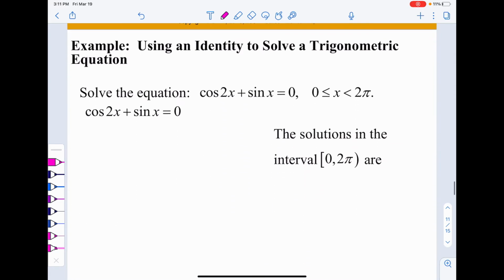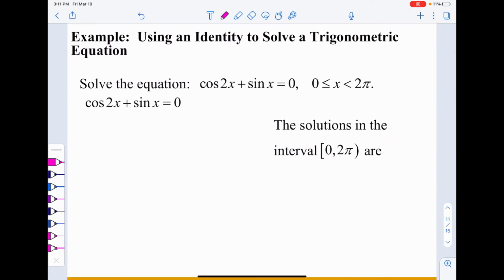Let's try another. This says to use an identity to solve a trigonometric equation. So they give us cosine of 2x plus sine x is equal to 0. And again, x is between 0 and up to, not including, 2 pi. So we have cosine 2x plus sine x is equal to 0. Now there's nothing in common to factor out, but we have this cosine of 2x, which means that I can take it to my formula sheet and find out the formula for our double angle.